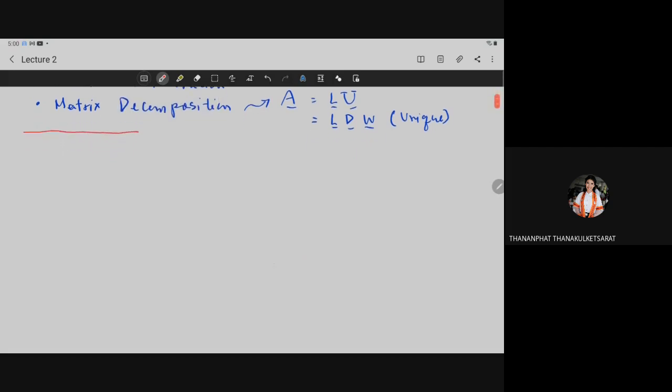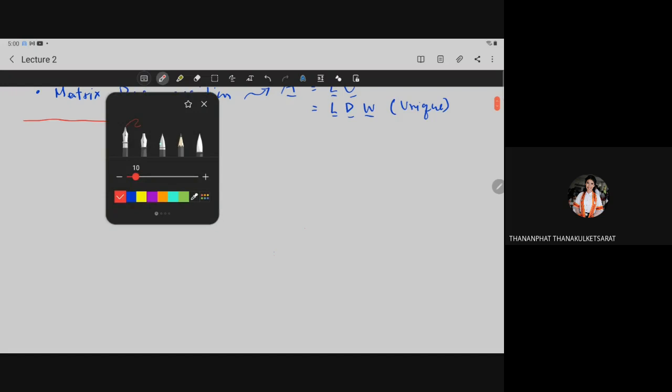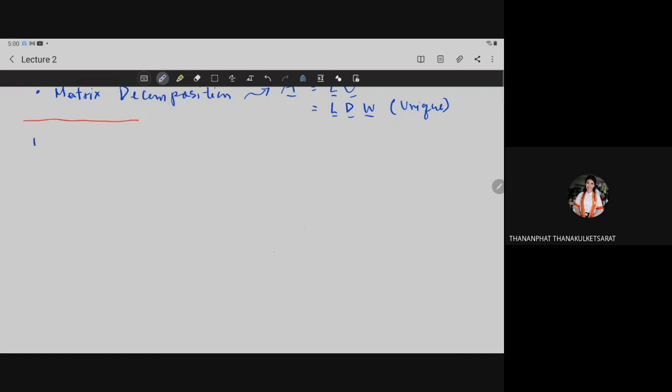So let me go with the first topic, number 1. What are we going to do? Let me give you an example of a set of linear equations. Let's say we have 3 linear equations that we are trying to solve.